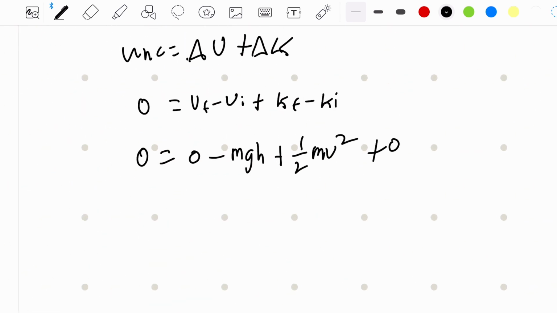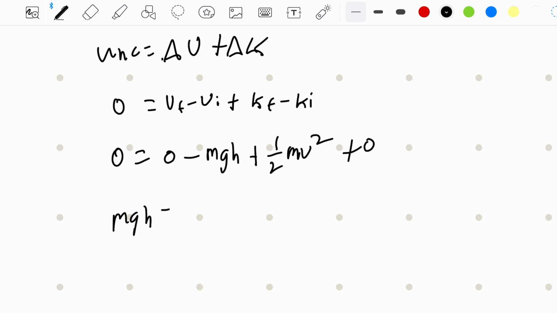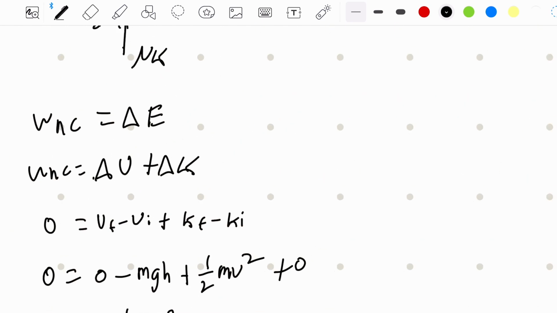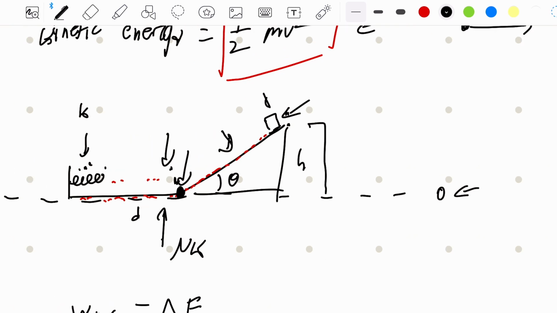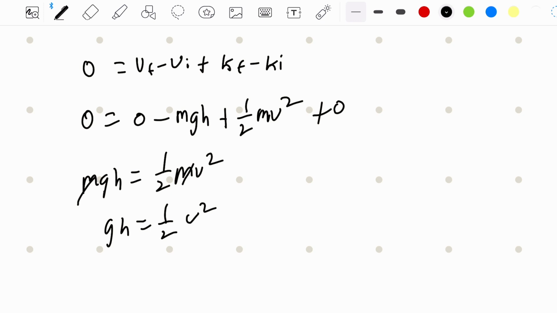So, doing some rearrangements, we have mgh is equal to 1/2 mv squared. We can cancel our m's. We have gh equals 1/2 v squared. What we really want to find is the velocity at this point, so that we can calculate how far it's going to travel to hit that spring, right? So v squared is 2gh, and the square root of that is equal to our velocity at this bottom point.